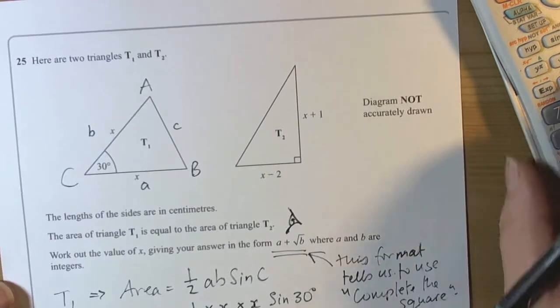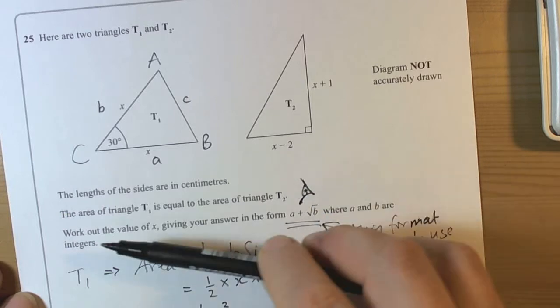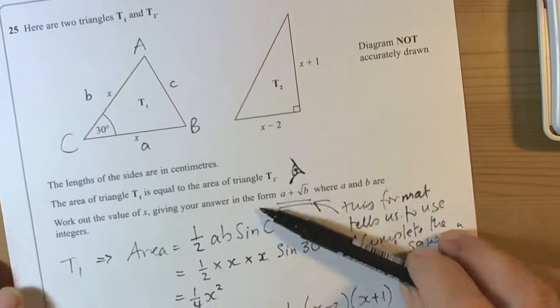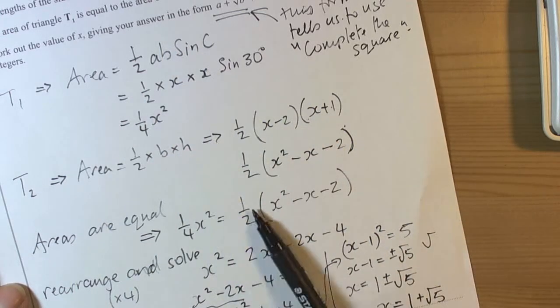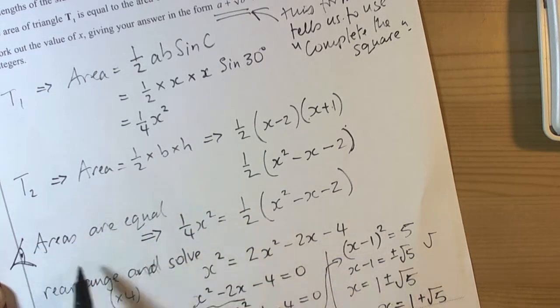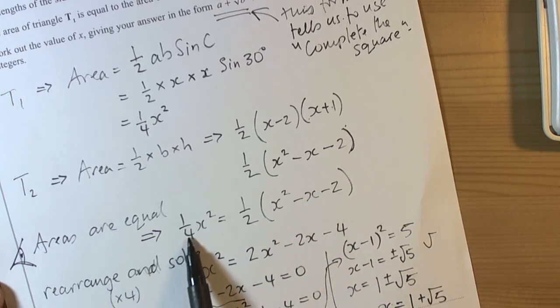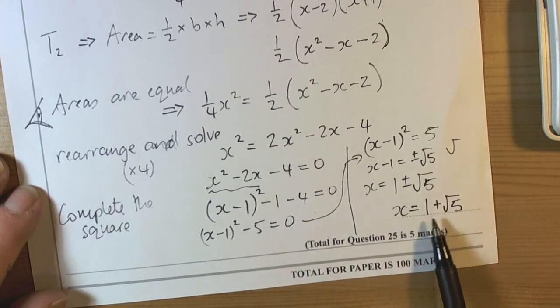So again, this question looked complicated, but when you actually work it through, look for the triggers. The trigger was that this was about the area of the triangles being equal. Then we got some formulas to work out the areas of the triangles, working them out in terms of x. Because the areas are equal, and that was a key point, we made them equal to each other, so we rearrange and solve. Times by 4 allowed us to get rid of the fractions, and that gave us a simple quadratic that we rearranged and solved using the completing the square approach. So we ended up with our final answer of x equals 1 plus the root of 5.